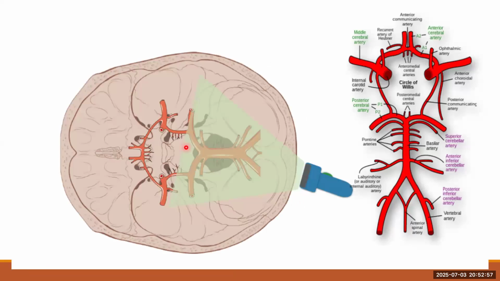This is again the image indicating how we insonate through the suboccipital window. We can see here the angle, the beam starts off here. We insonate the vertebrals, the V4 segment specifically. We tend to get PICAs also and the basilars.